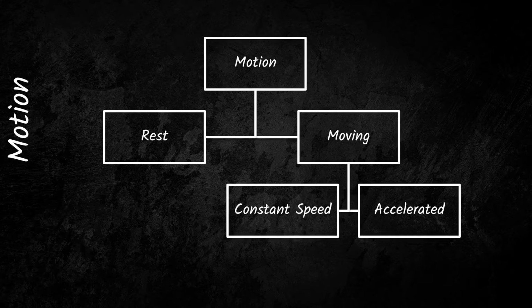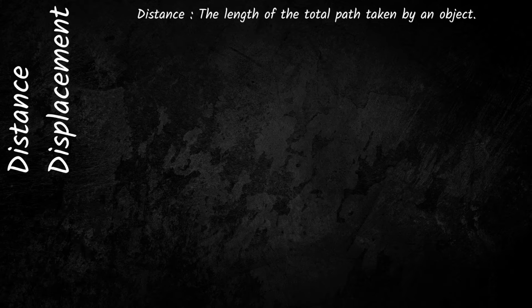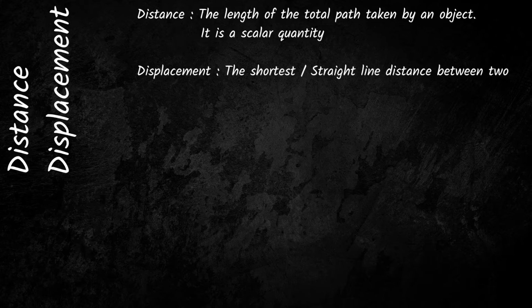Now we'll take a look at 5 different quantities that we usually use in our physics course to define motion. The first two quantities are distance and displacement. What is distance? Distance is the length of the total path taken by an object. It's a scalar quantity, while displacement is the shortest or straight line distance between 2 points. It's a vector quantity.